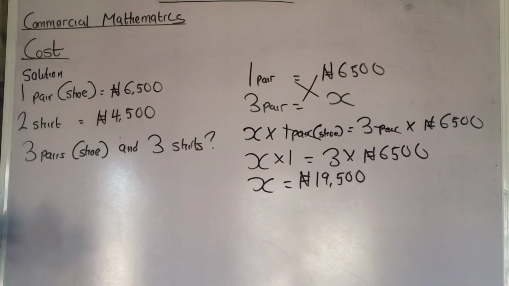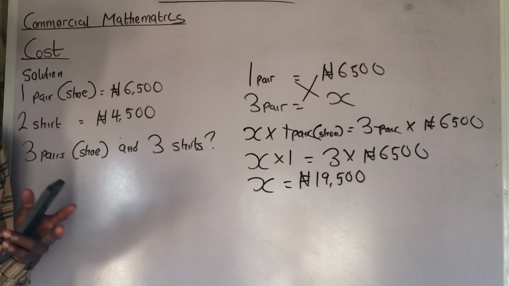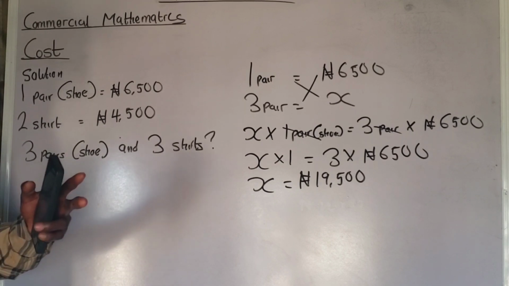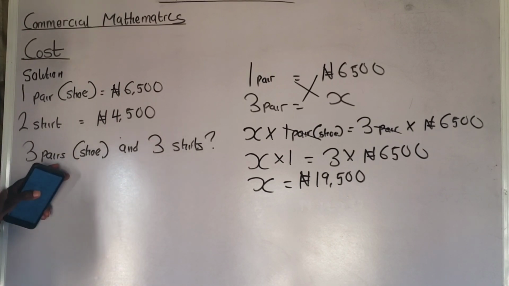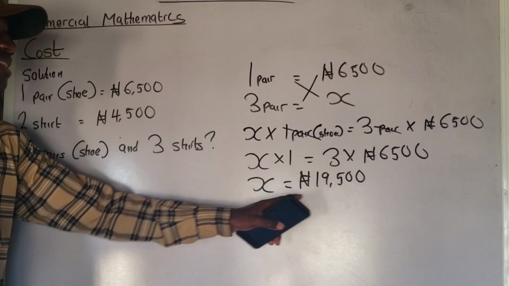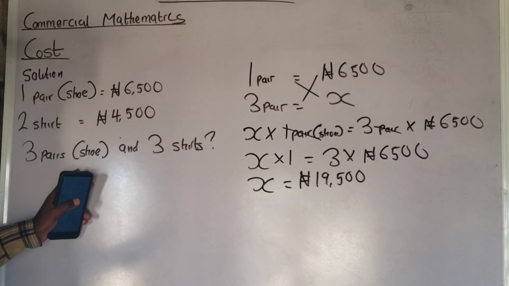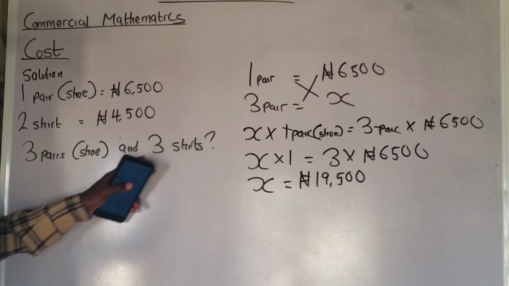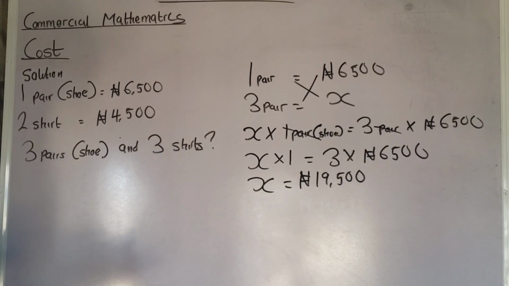Now we want to determine the cost of 3 shirts as well. You understand? Because the question says we should find the cost of 3 pairs and 3 shirts. Mind you, the meaning of this and is that we have to add the cost of these 3 pair of shoe and 3 shirts together. But we've only gotten the cost of 3 pair of shoe. Now we have to get the cost of 3 shirts. Are you paying attention? Okay.